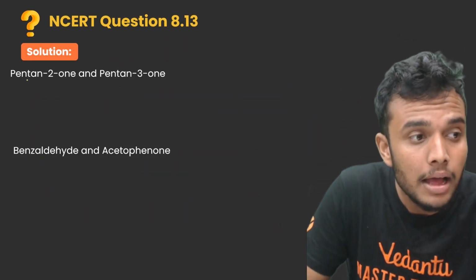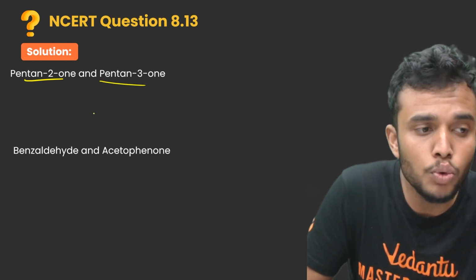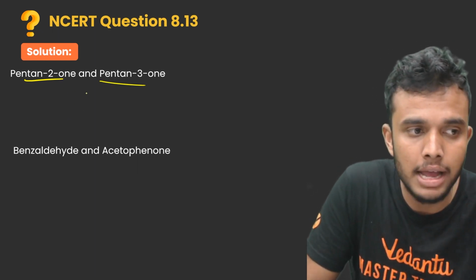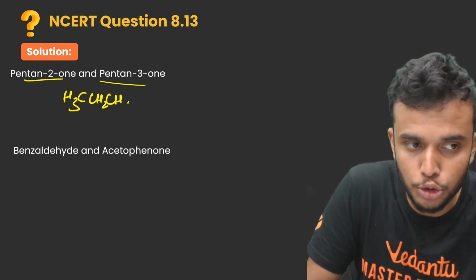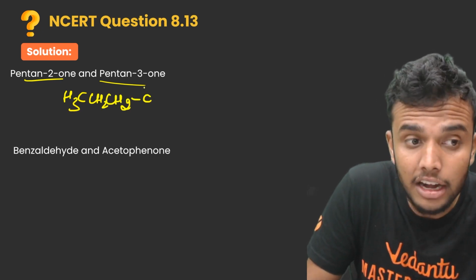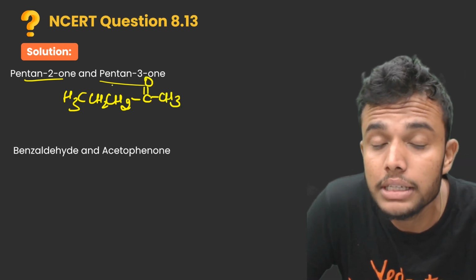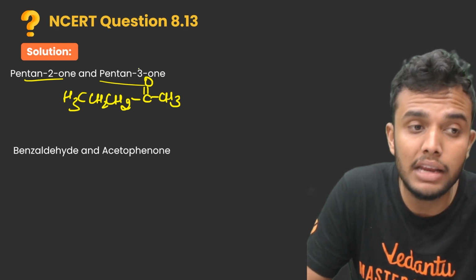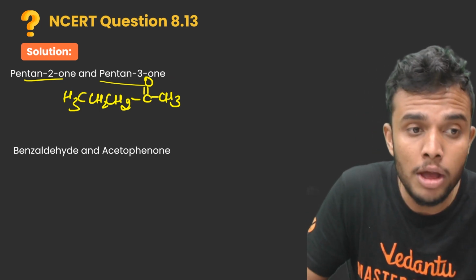The next pair is pentan-2-one and pentan-3-one. Students, what is the structure of pentan-2-one? Pentane has 5 carbons, CH3, CH2, CH2, and at the second position the functional group is there. In pentan-3-one, at the third position the functional group is there. We already know about the iodoform test.